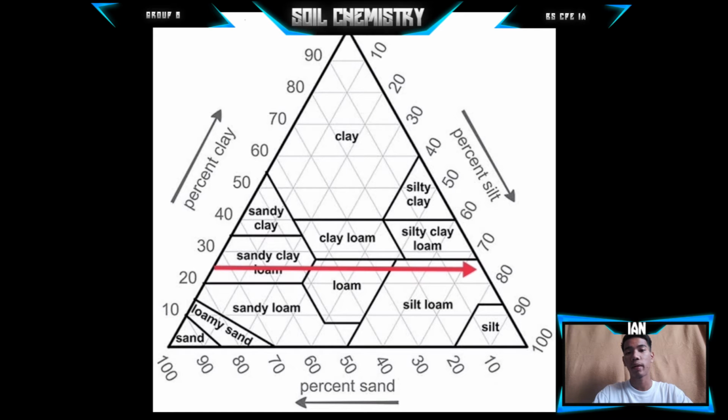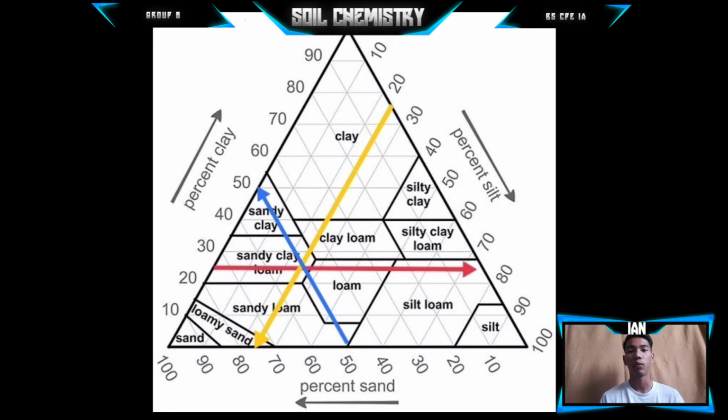Next one is the silt percentage. So we have 25% for silt, and we should remember here that we should draw a downward line on a diagonal path. On the bottom side, we have 50% for sand. So we should remember here that we should always draw a line upward on a diagonal path.